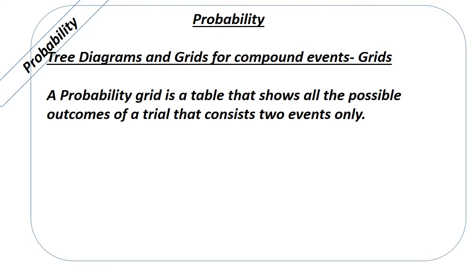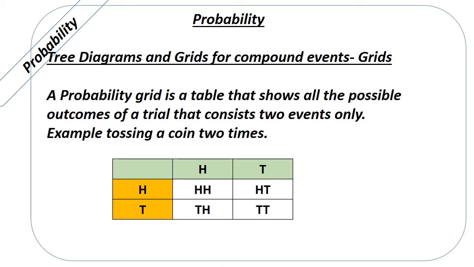Next, we look at grids. So a probability grid is just a table that shows all the possible outcomes of a trial that consists of 2 events only. So this one is used if there are 2 events only. For example, tossing a coin twice. So the first event is when you toss it at first, and the second is when you toss it the second time. So in such a case, this is how to come up with it.